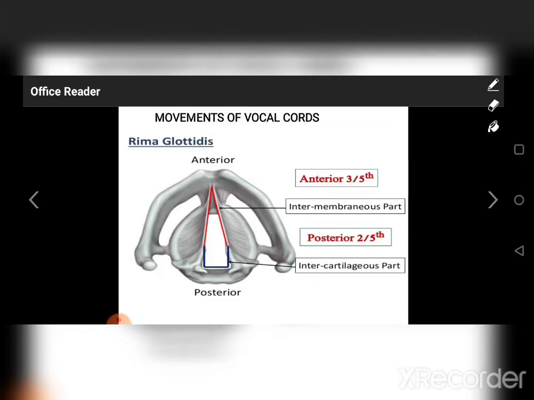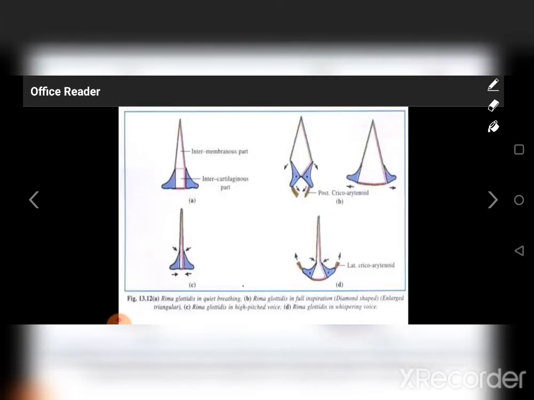Movements of the vocal cords, as we can see in the diagram: rima glottidis has two parts, the anterior 3/5 part, which is the intramembranous part, and the posterior 2/5 part, which is the intercartilaginous part. Intercartilaginous means in between the two cartilages. Here we have the arytenoid cartilage and this is the vocal cord. So these are the movements of the rima glottidis, the adduction and the abduction.